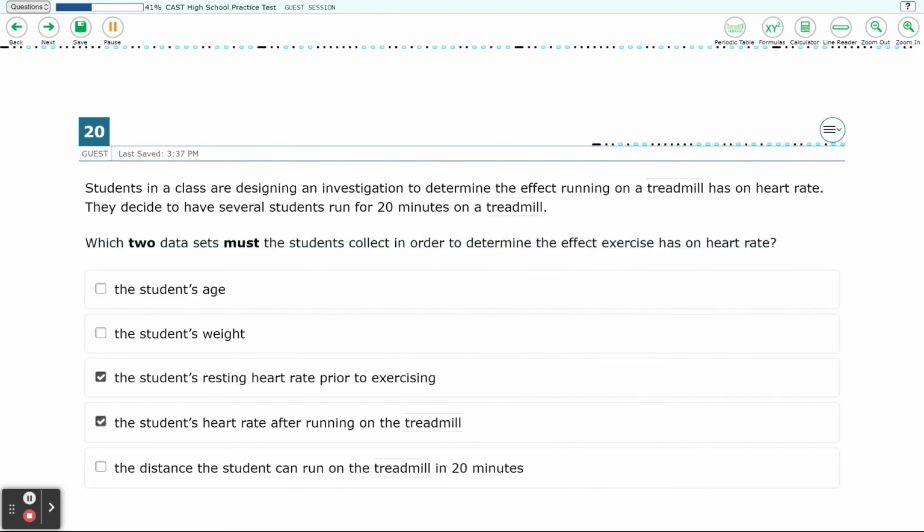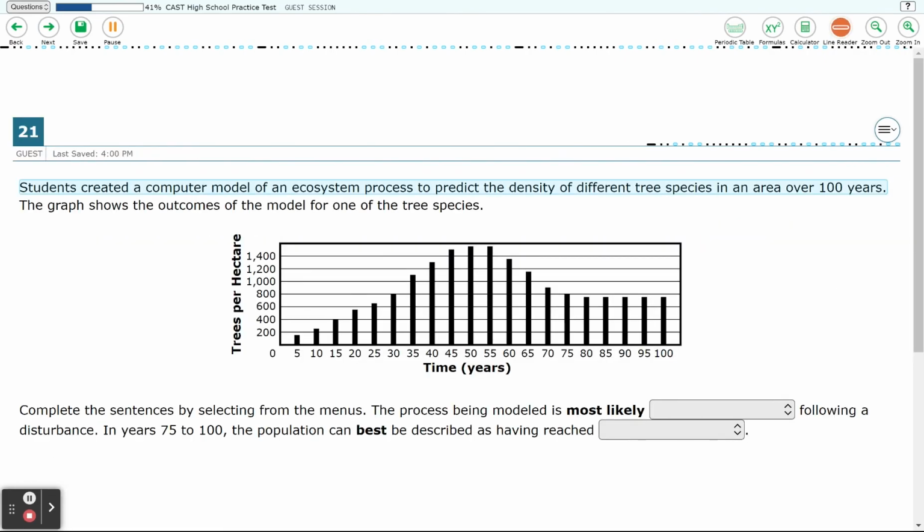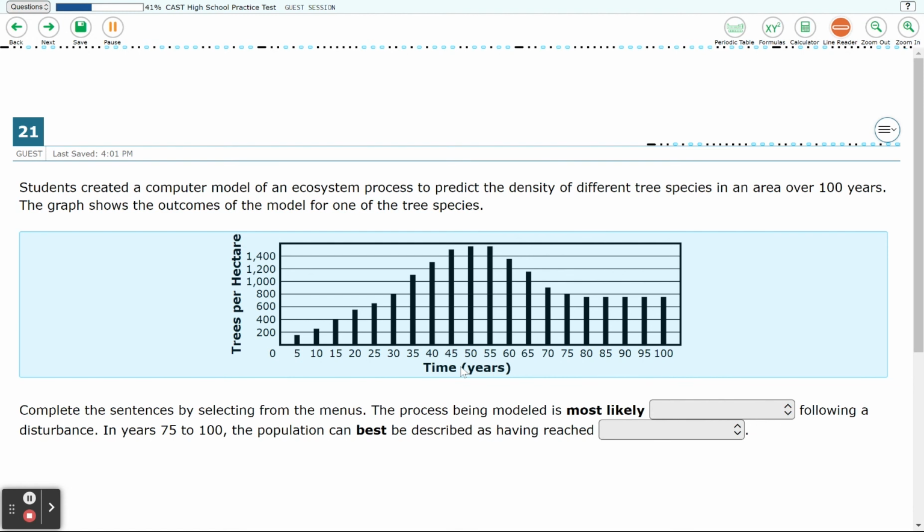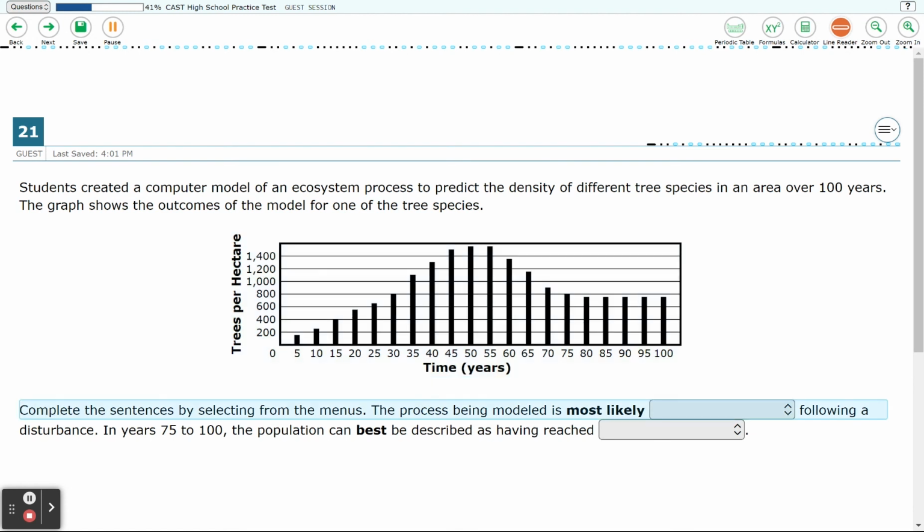All right, let's carry on to question 21. Students created a computer model of an ecosystem process to predict the density of different tree species in an area over 100 years. The graph shows the outcomes of the model for one of the tree species. We can see here the number of trees per hectare each year for 100 years. Complete the sentences by selecting from the menus.